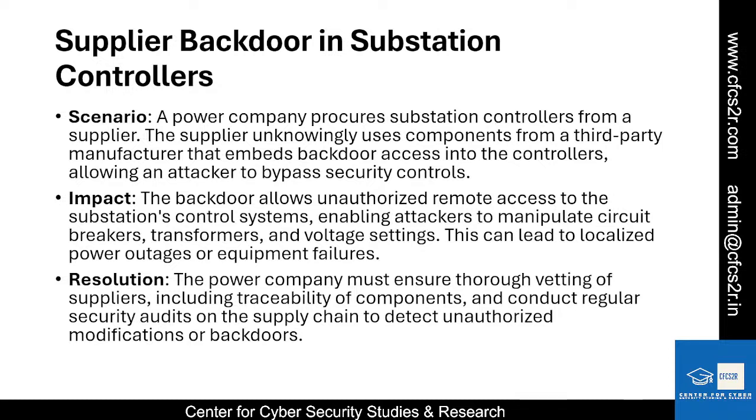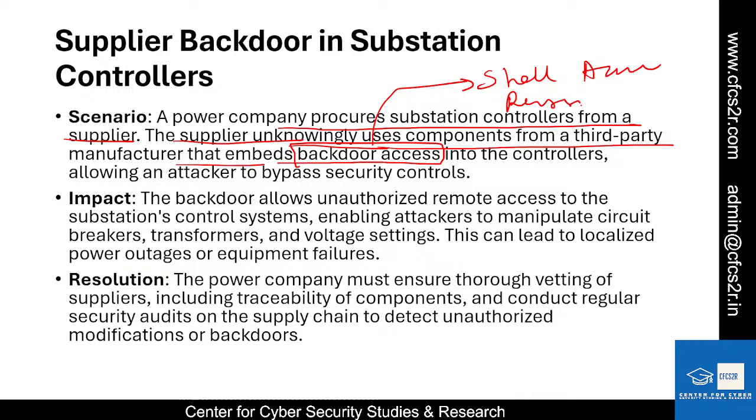So let us talk on the scenario. A power company procures substation controllers from a supplier. The supplier unknowingly uses components from a third-party manufacturer that embedded backdoor access. So the issue is that malware has been embedded with backdoor access into the controller, usually called shell access or reverse shell. What happens in a reverse shell? A person sitting very far from you can take remote connectivity to your devices.